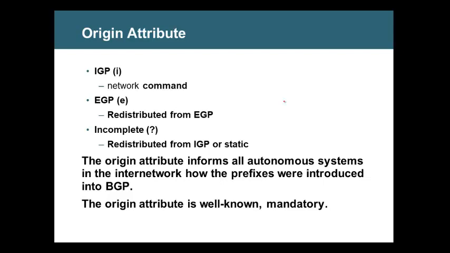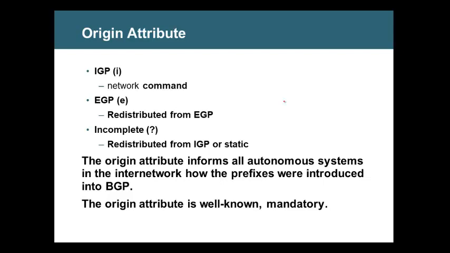Now, what is the origin attribute? The origin attribute will tell the other autonomous systems how the prefix was introduced into BGP. You see that line? In that paragraph, second line, you see how the prefixes are introduced. It is talking about how, not where. You can introduce a network in two ways. One by advertising, the other by redistribution. Do you agree?